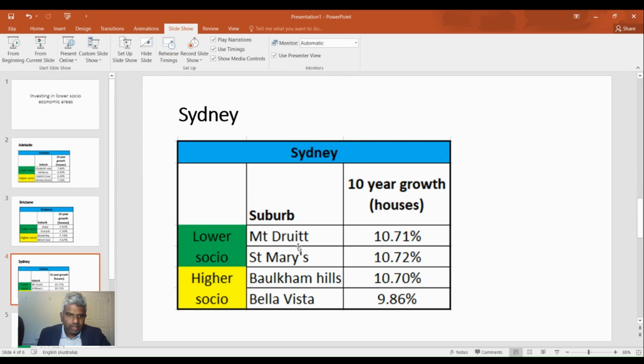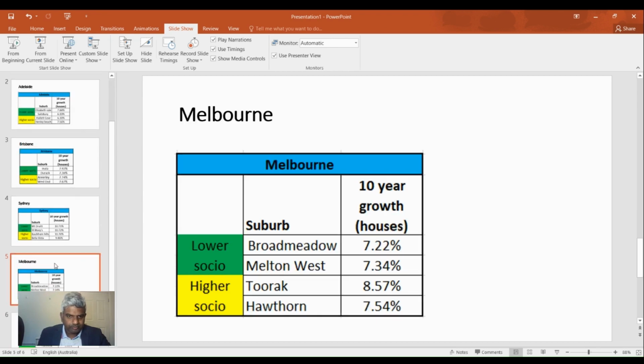Let's look into Sydney. Mount Druitt and St Marys out in Western Sydney, 10.71, 10.72. Higher socioeconomic areas in the northwest of Sydney, Baulkham Hills and Bella Vista, 10.70 and 9.86. Again, very competitive performance by the lower socioeconomic areas.